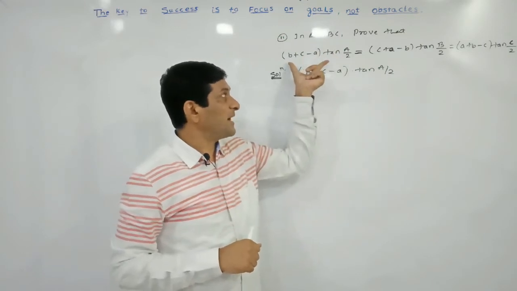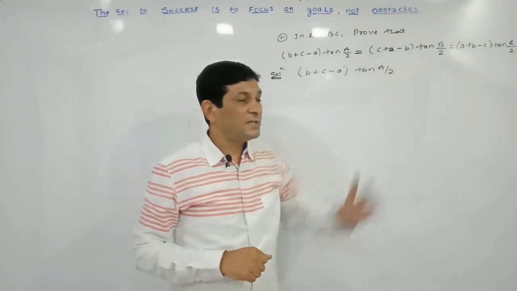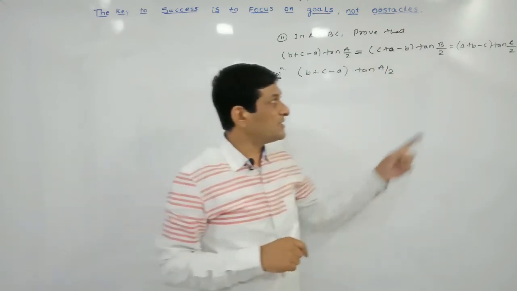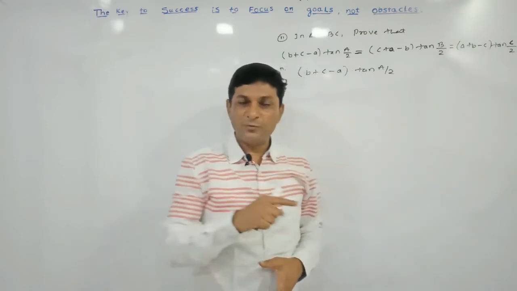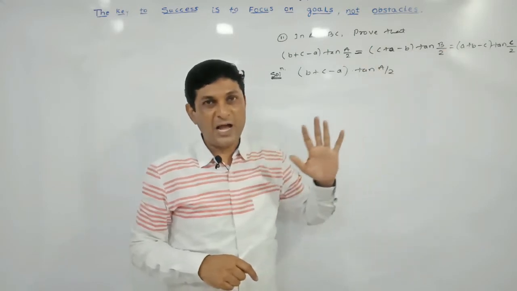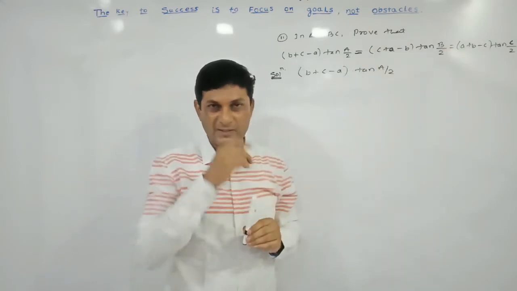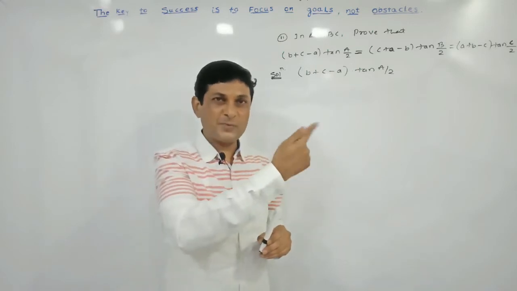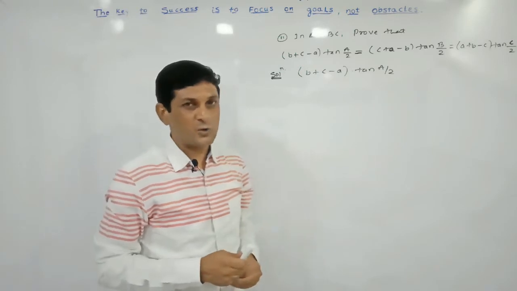See, in example number 11, what we have to prove in this triangle ABC is that the value of B plus C minus A into tan A by 2 is equal to C plus A minus B into tan B by 2 is equal to A plus B minus C into tan C by 2. We have to show that the values of this first, second and third expression are equal. So here we are finding first the value of the first expression, and later on we will find out the value of the second and third expression, and we will check whether these values are equal or not equal.